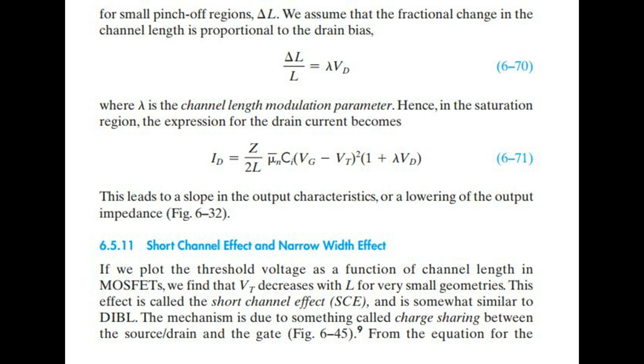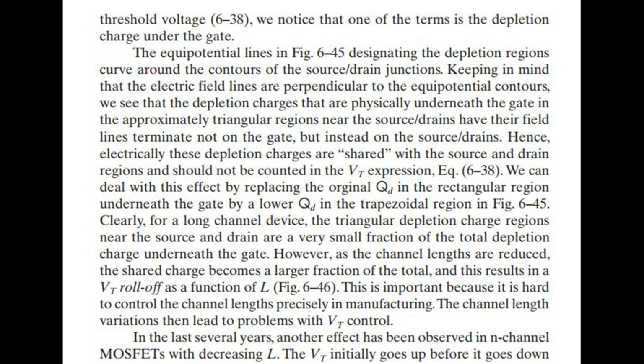From the equation for the threshold voltage, 638, we notice that one of the terms is the depletion charge under the gate. The equipotential lines in Fig 645 designating the depletion regions curve around the contours of the source/drain junctions. Keeping in mind that the electric field lines are perpendicular to the equipotential contours, we see that the depletion charges that are physically underneath the gate in the approximately triangular regions near the source/drains have their field lines terminate not on the gate, but instead on the source/drains.